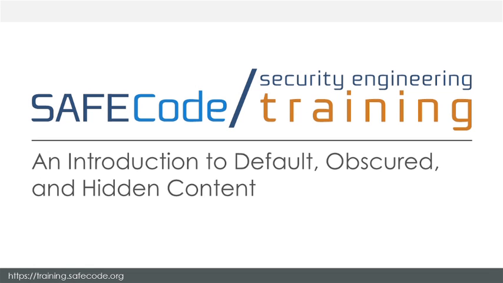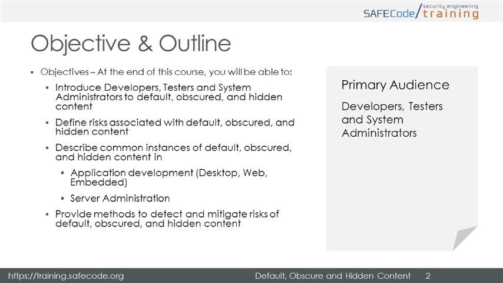This is an introduction to DOE, Default, Obscured, and Hidden Content. This course will introduce you to Default, Obscured, and Hidden Content, or DOE. This course is intended for developers, testers, and systems administrators. At the end of the course, you will be familiar with the risks associated with DOE, and you will have a basic understanding of effective methods to detect and mitigate those risks.